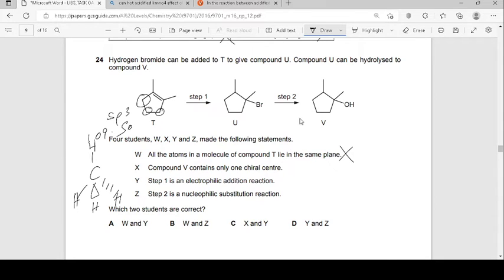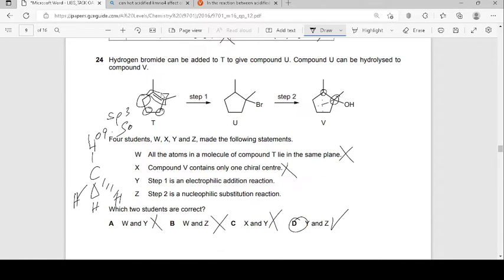And compound B contains only one chiral center. Well, compound B actually, look at this, look at this. This is 2 chiral centers. Is it not 2 chiral centers? It is 2 chiral centers. So X is also wrong, which means W and Y option is wrong, W and Z option is wrong, X and Y option is wrong. Y and Z option is right. Step 1 is an electrophilic addition reaction.